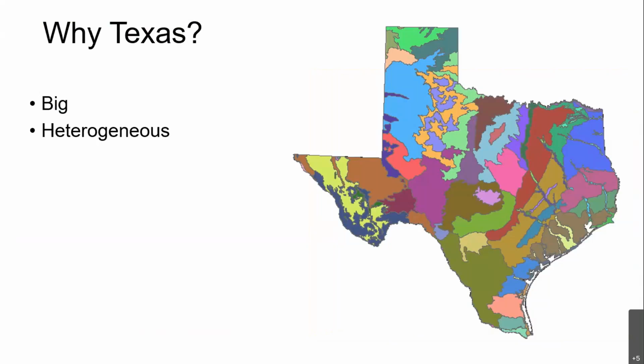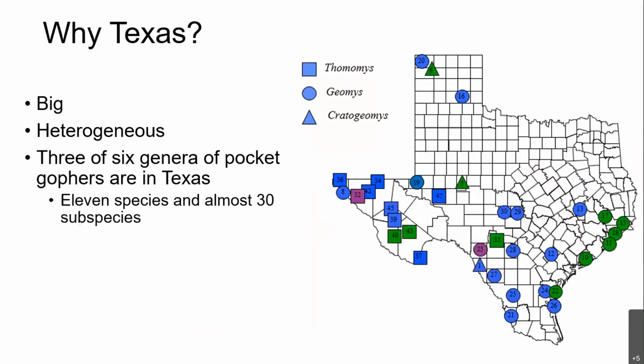So a lot of heterogeneous habitat, you're going to have a lot of different species. And 3 of the 6 genera of pocket gophers that exist are in Texas. And within Texas alone, there are 11 species and almost 30 subspecies. This map is showing the type localities of each genus that's in Texas.